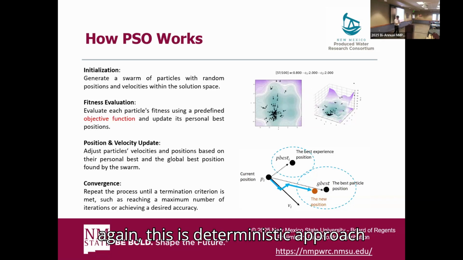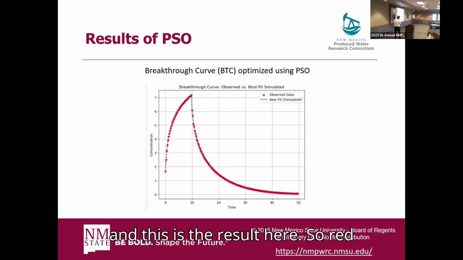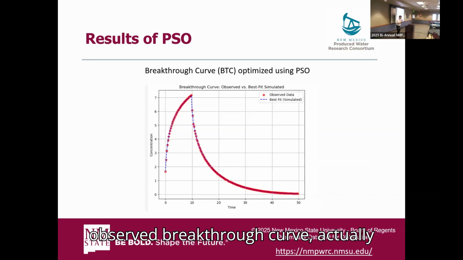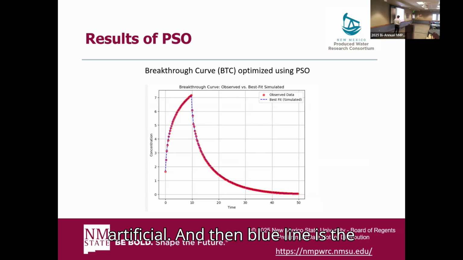But again, this is deterministic approach, and this is the result here. So red dots are kind of known or observed breakthrough curve, actually artificial. And then blue line is the fit from Hydros 1D optimization. You see, it's pretty much perfect, right?